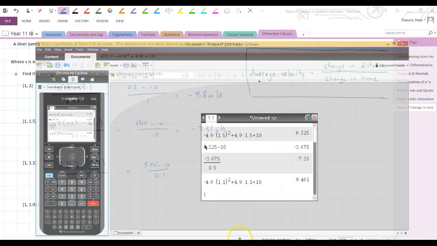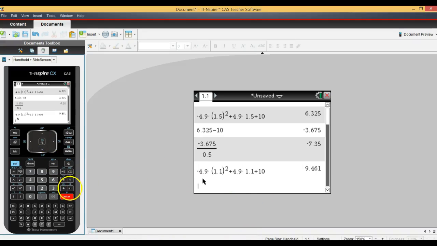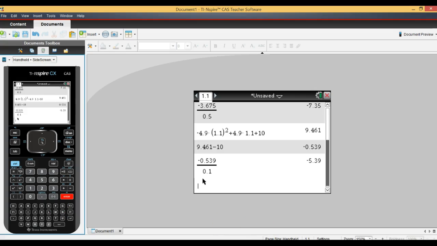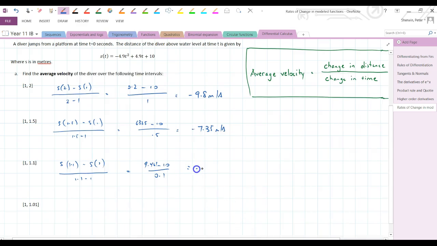9.461. I need to subtract 10 from that. So minus 10 equals, divide by, what am I dividing by? 0.1. That's going to be minus 5.39. Minus 5.39 meters per second. So it's still falling, but at a slowing rate.